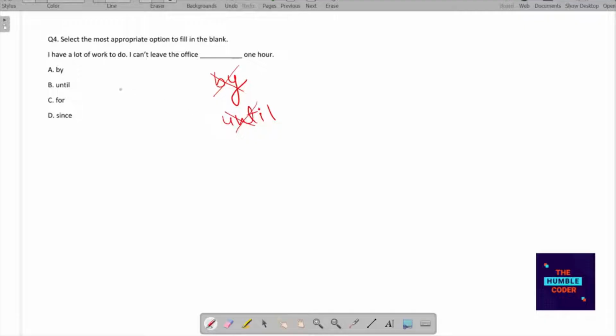Let's move ahead. I have a lot of work to do. I can't leave the office for 1 hour. For seems to be correct over here because since there is too much work, I can't leave the office idle for 1 hour. And let's put the last option also. Since that is, I have a lot of work to do. I can't leave the office since 1 hour. So since also doesn't make sense. So the correct answer for this will be option C.